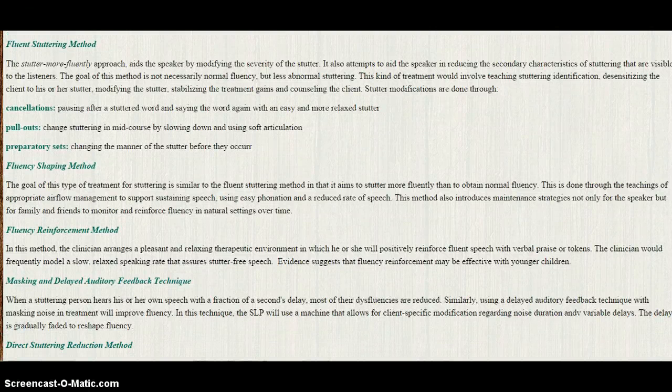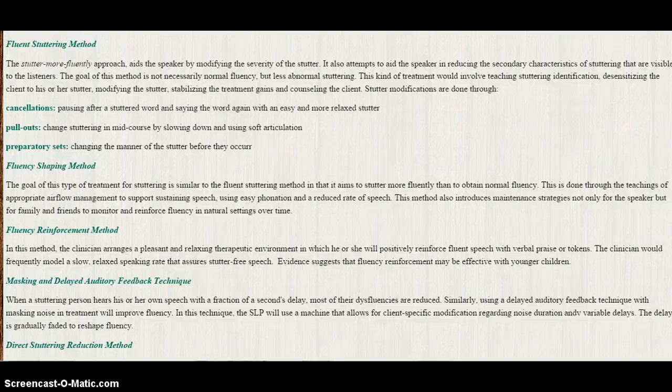The fluent stuttering method is the stutter more fluently approach, which aids the speaker by modifying the severity of the stutter. It also attempts to aid the speaker in reducing the secondary characteristics of stuttering that are visible to the listeners. And the goal of this method is not necessarily to obtain normal fluency, but to reduce the abnormal stuttering that's presented in the speaker. So this kind of treatment would involve teaching, identifying the actual stutter, desensitizing the client to his or her stutter, modifying it, stabilizing the gains after treatment, and also counseling is involved as well.